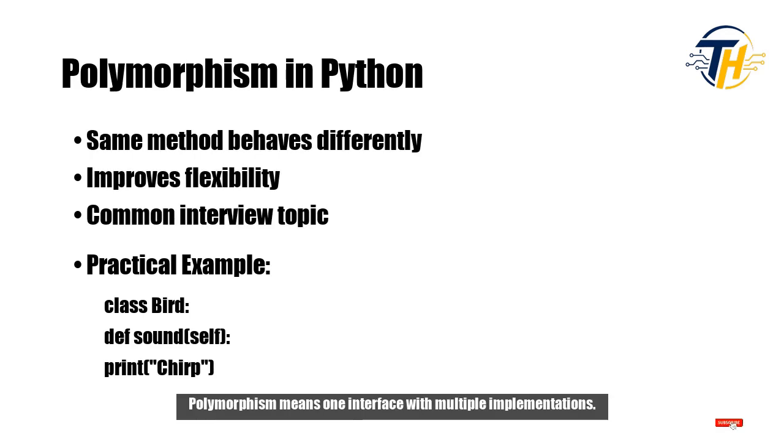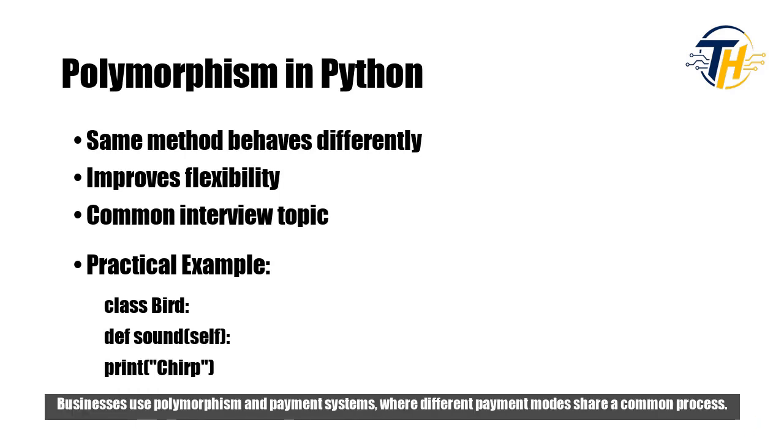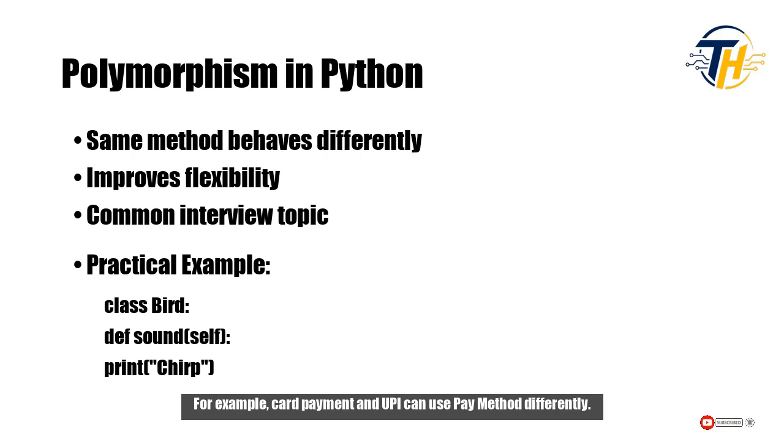Polymorphism means one interface with multiple implementations. It allows the same method to behave differently across objects. Businesses use polymorphism in payment systems, where different payment modes share a common process. For example, card payment and UPI can use the pay method differently. Here, the sound method demonstrates behavior.